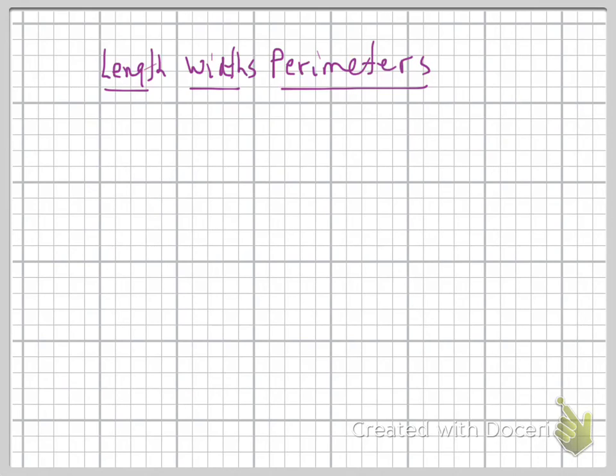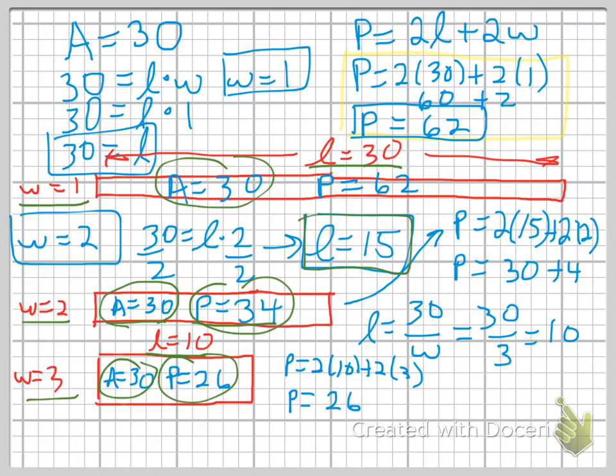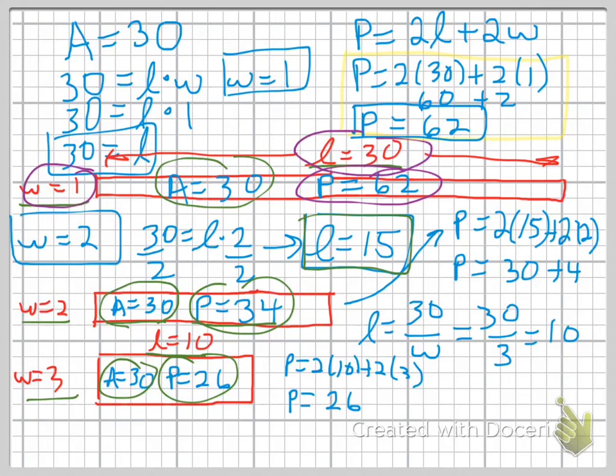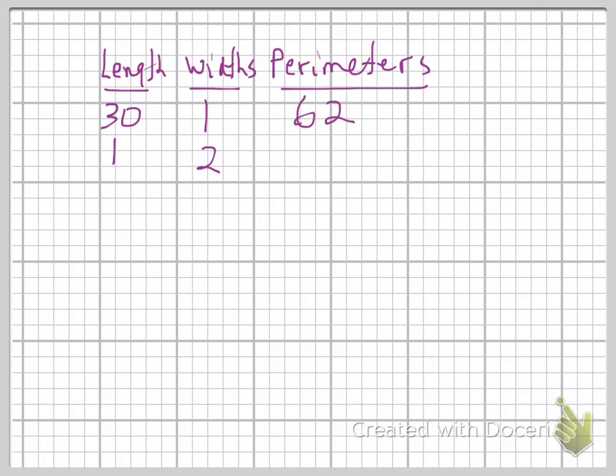So what was the first length we did? Well, I don't remember, so I'm going to go back here and see what I circled. I had length of 30, width of 1, perimeter of 62. So let's go ahead and write that down. Length of 30, width of 1, perimeter of 62. The next one was a width of 2. We said a length of 15 was supposed to be put right there, and then we had a perimeter of 34. Now, why am I not writing areas? Because they're all the same, and there's no pattern to that.